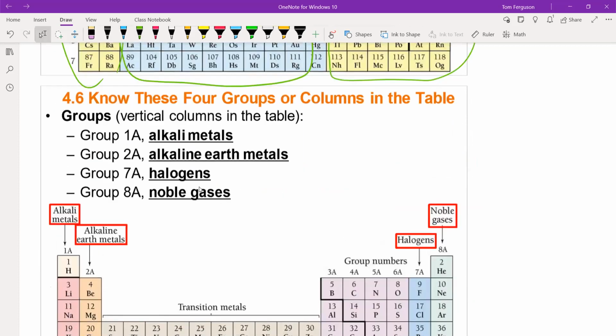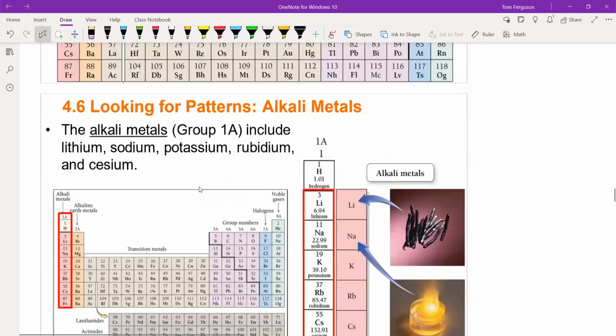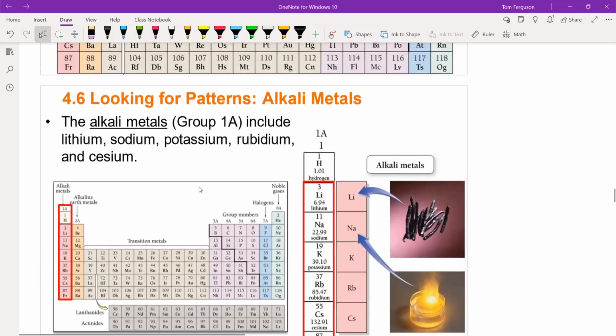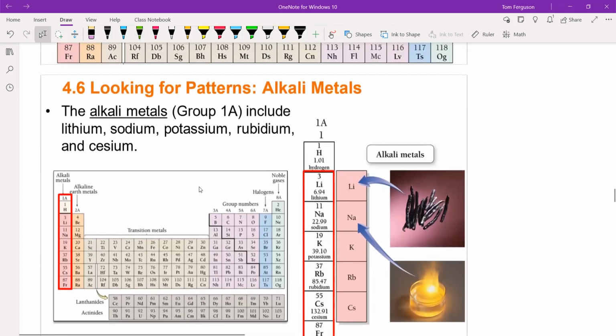Okay, here are the 4 groups I wanted you to know. I'm not so concerned about the patterns, other than it forms a +1 ion. And we'll talk about ions, what that means, in a little bit. Later on, I'm going to get into why these properties exist. But for unit 2: alkali metals, alkali earth metals, halogens, noble gases.